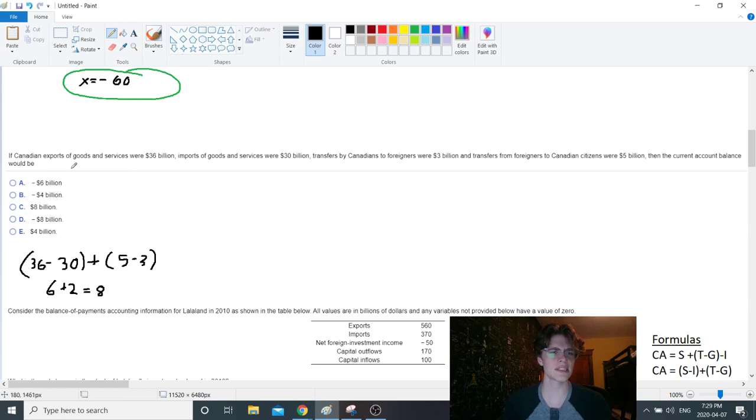This next one here, if Canadian exports of goods and services were 36 billion, so exports are 36 billion, imports are 30 billion, transfers to foreigners are 3 billion, and transfers from foreigners are 5 billion. So that's net transfers. The current account balance would be, well, we want exports minus imports, so 36 minus 30. And then we want the amount that's coming in that will raise our current account, right? So the amount that's coming in from foreigners is 5 billion, minus the amount that's going out, 3 billion, and that's equal to 8. So C.